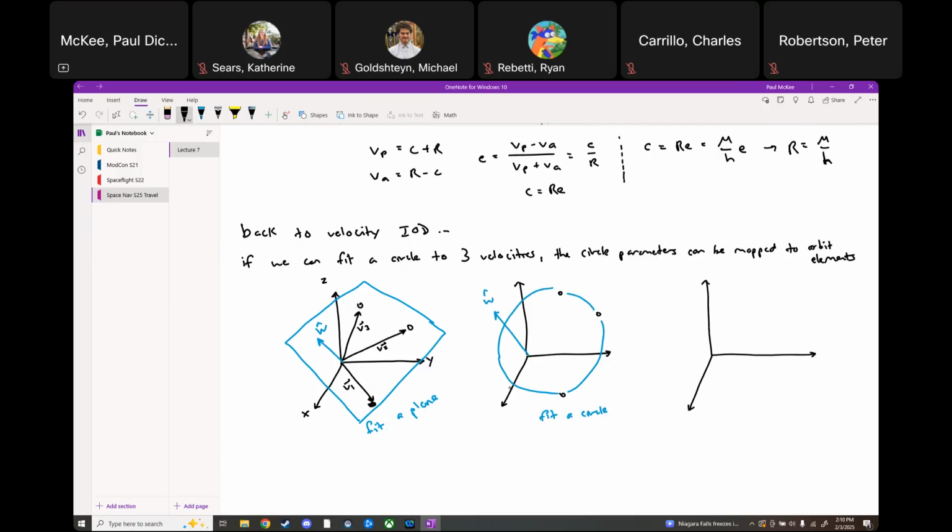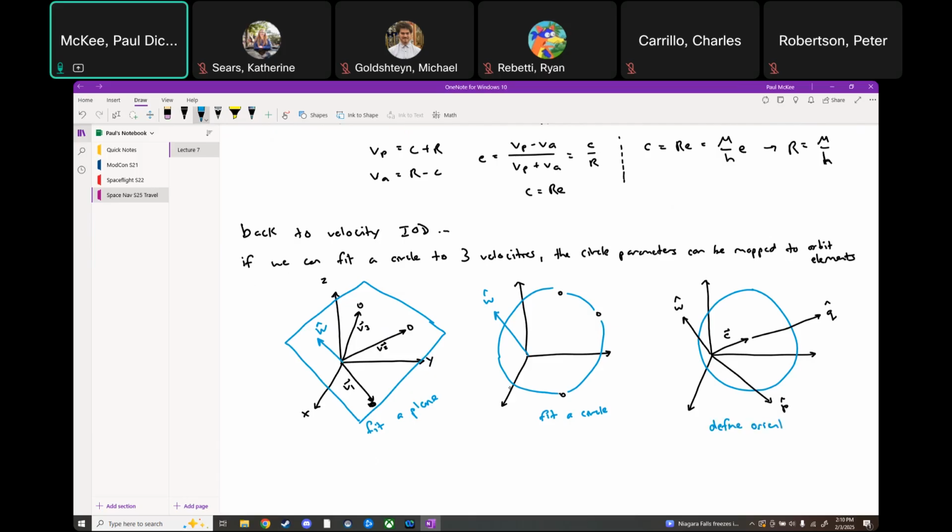Okay. So imagine that this is our circle. And imagine that the center of the circle is right here. So this is C vector. Well, then C vector also points along the Q direction in the perifocal frame, right? So then somewhere out here would be the P vector, and then up here is the W vector. And if you have P, Q, and W, now you have your perifocal reference frame. And we'll just say we define our orientation. And now we have a photograph.